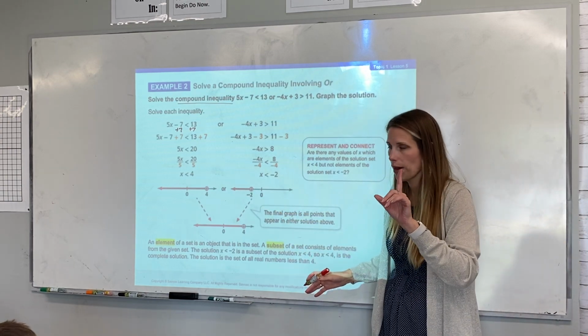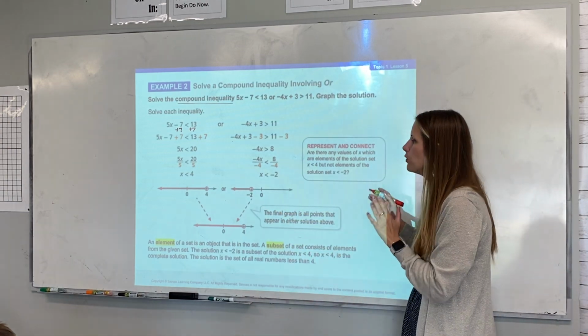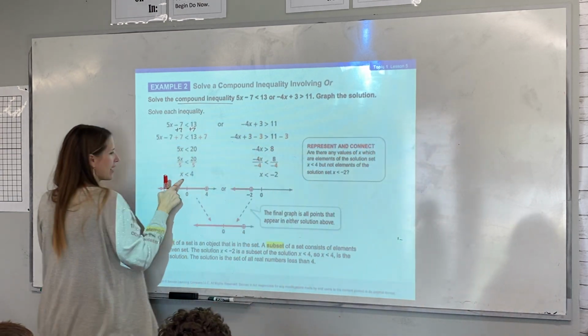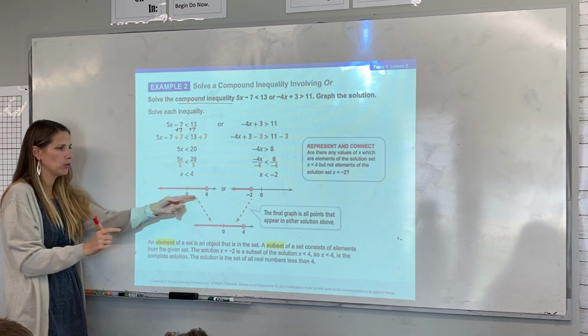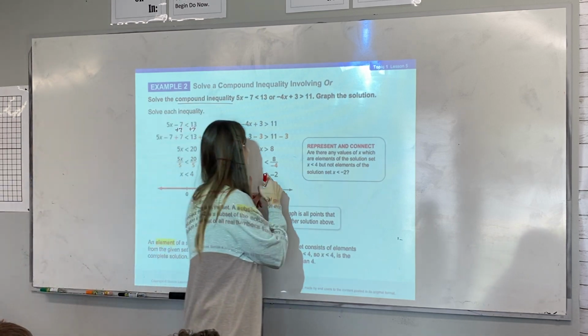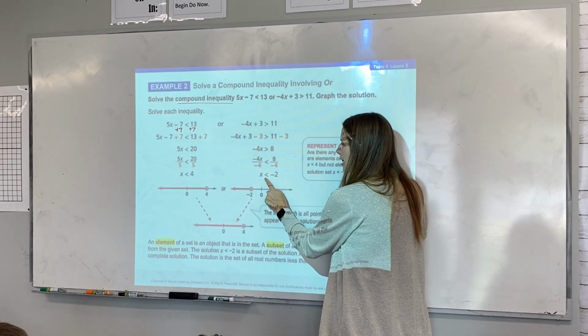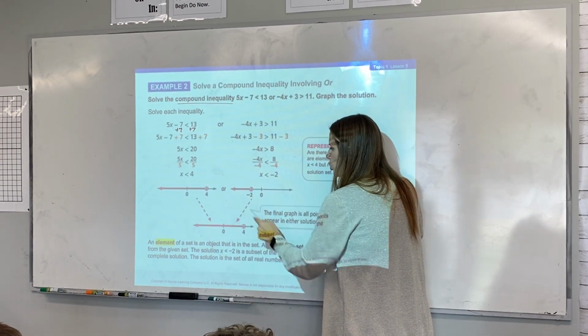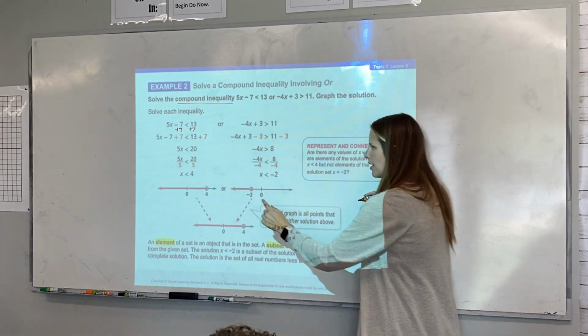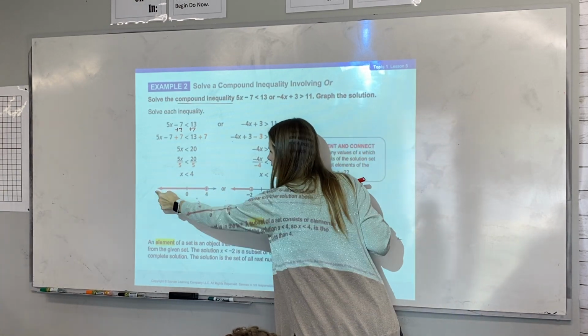Don't move, don't pack up. When we graph them, first let's graph them separately. X is less than 4. Do you agree that this graph is beautiful? Gorgeous. This graph, x is less than -2. Do you agree with that graph? Yes.